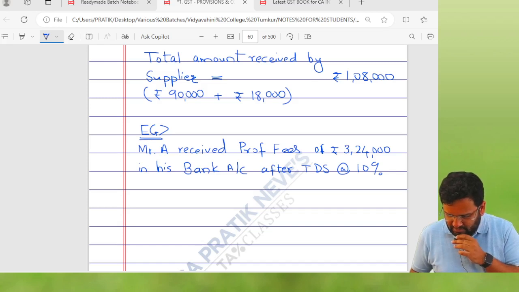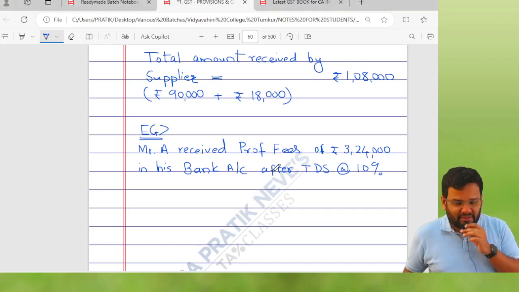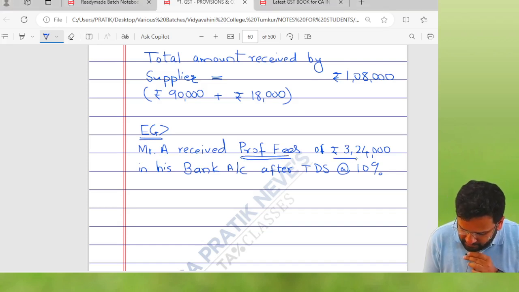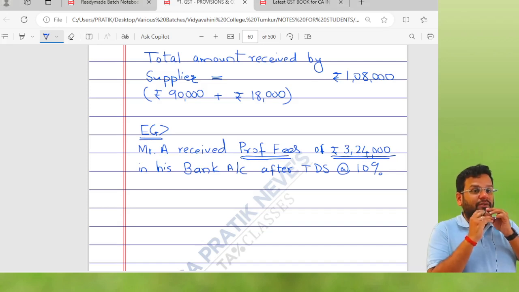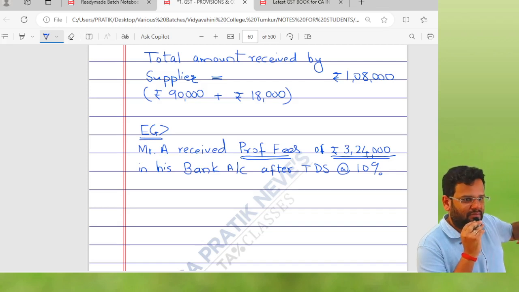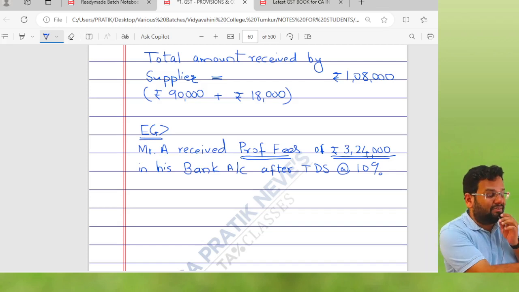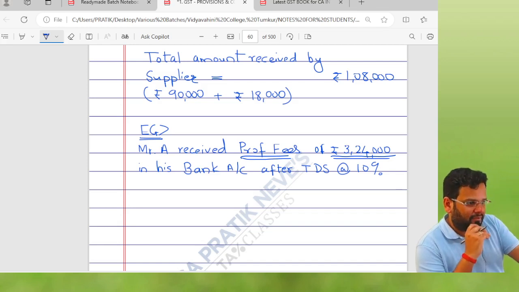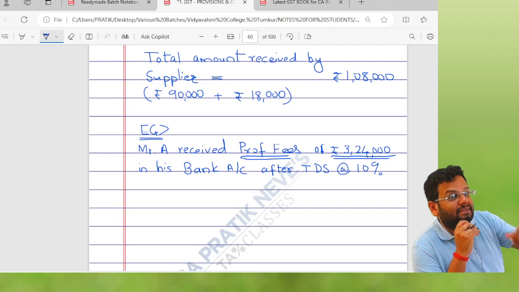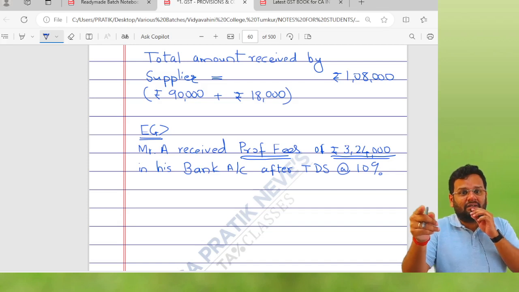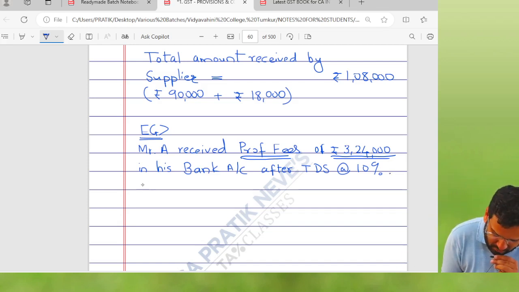Okay. So what happened? Mr. A received professional fees. Can you underline? Professional fees of how much? 3,24,000. So is 324 the assessable value or is 324 the net received? It is net received. Underline the words received in his bank account. Got it? Means it is net received. It is not the assessable value. It is the amount received after TDS at 10%, full stop, continue.